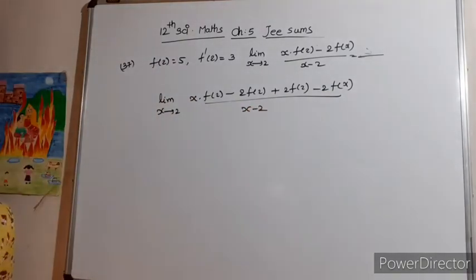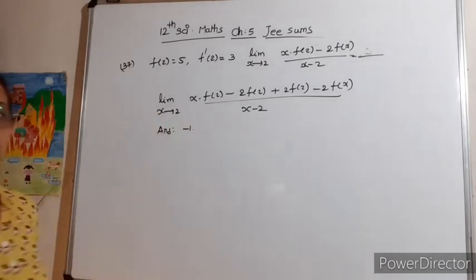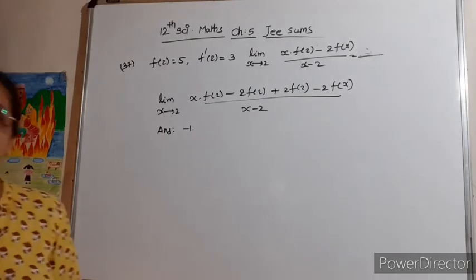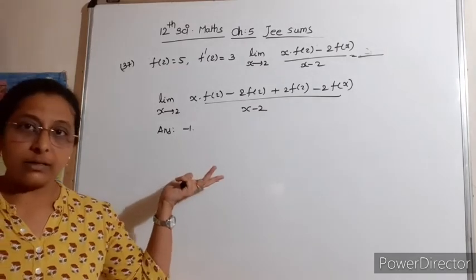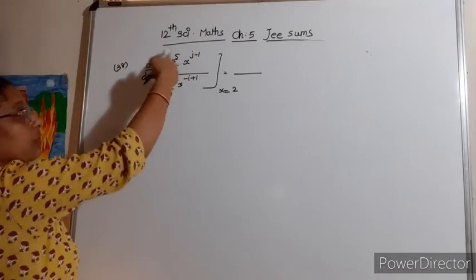ये एक टर्म मैंने आपके लिए लिखी हुई है. Now you know how to do, and the answer of this is -1. That you keep in mind. आपको ये सम खुद करना होगा. I will not do. ऐसे बहुत सारे सम्स किए हैं हमने, right? Do it then. Okay, the next sum 38 is d by dx of this term.